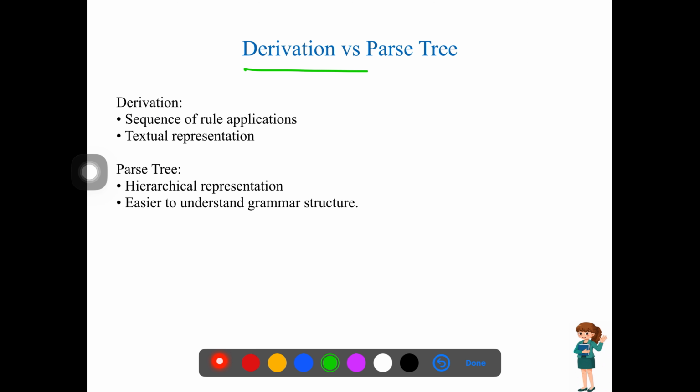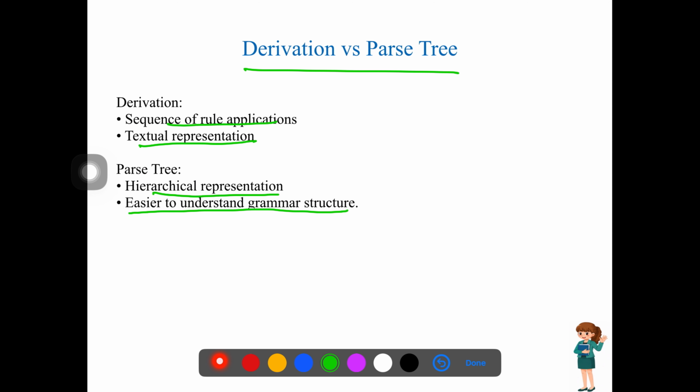Derivation versus parse tree. Derivation is the sequence of the rule application. Parse tree is the hierarchical representation. Derivation is textual representation. Parse tree is easier to understand the grammar structure.